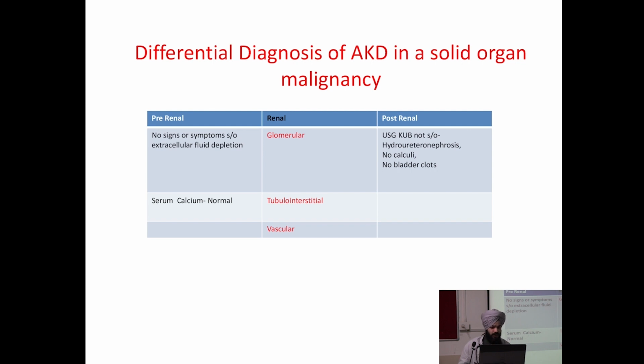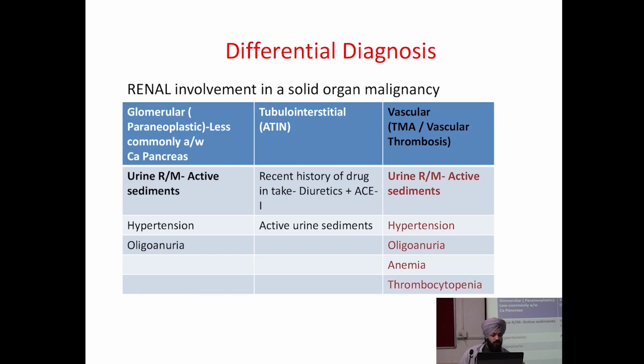In renal, again the differential was compartmentalized to glomerular, tubulointerstitial, and vascular. In glomerular, since the patient already had a neoplasm, the possibility of paraneoplastic association with CA pancreas was less likely since the disease was already under control. But the prominent features favoring a glomerular etiology were urine routine microscopy already showing active sediments, and the patient having hypertension with oligoanuric status. In the tubulointerstitial part, since the patient had received diuretics and ACEIs/ARBs, followed by worsening of renal function and decrease in urine output, that possibility couldn't be ruled out either.